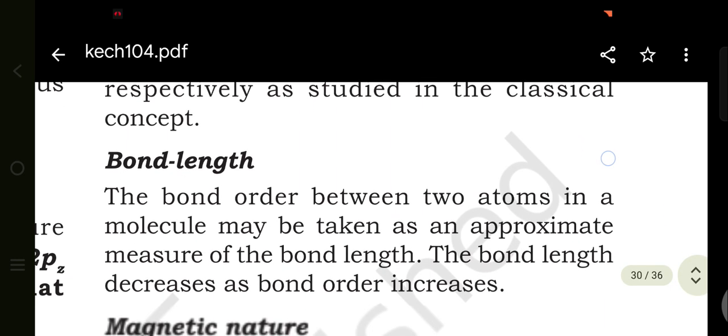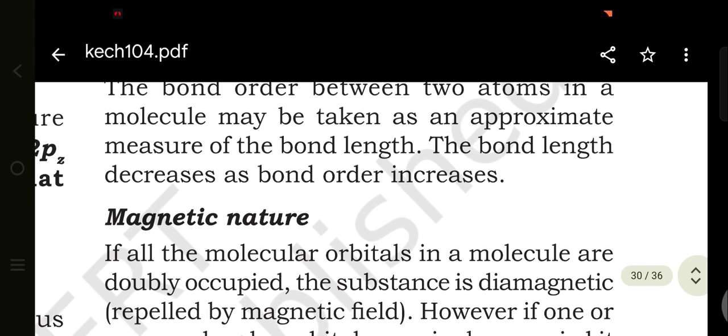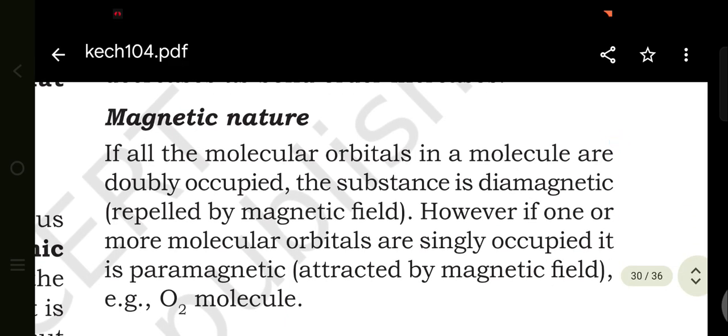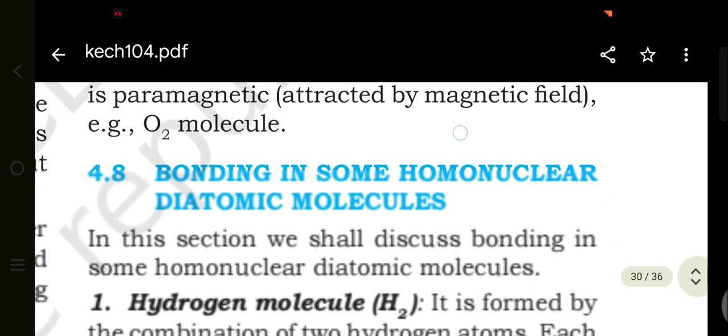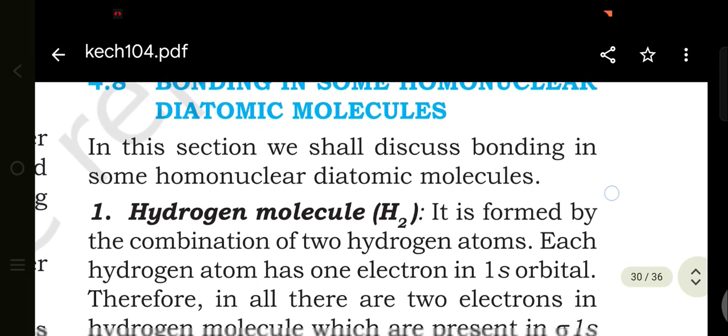Bond length. The bond order between two atoms in a molecule may be taken as an approximate measure of the bond length, and the bond length decreases as bond order increases. Magnetic nature. If all the molecular orbitals in a molecule are doubly occupied, the substance is diamagnetic. However, if one or more molecular orbitals are singly occupied, it is paramagnetic. For example, the O2 molecule.